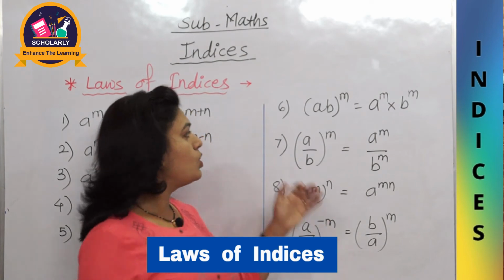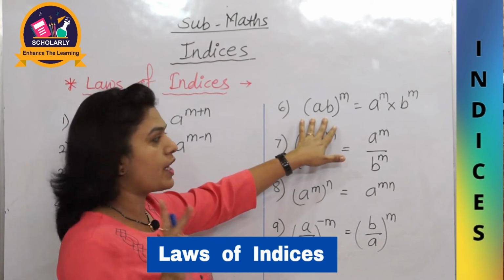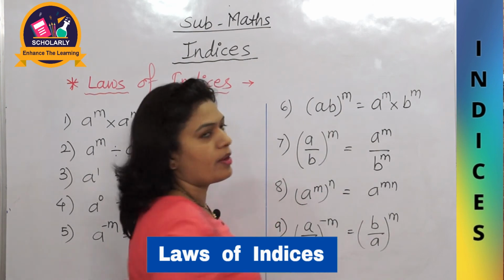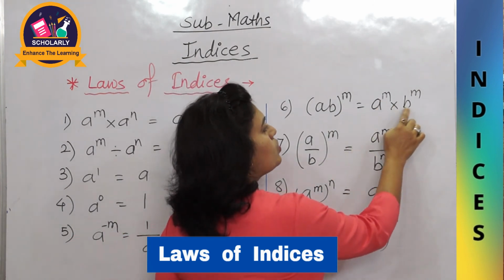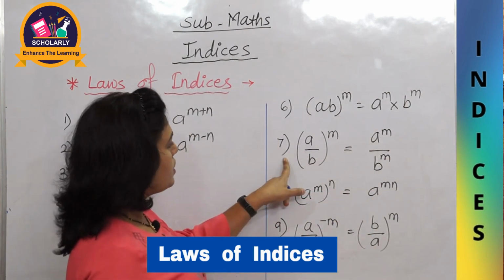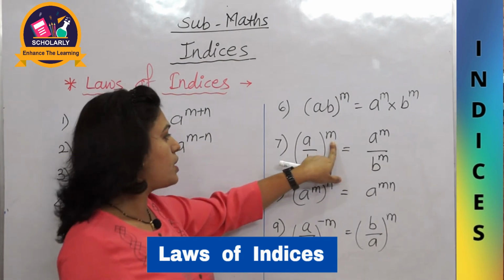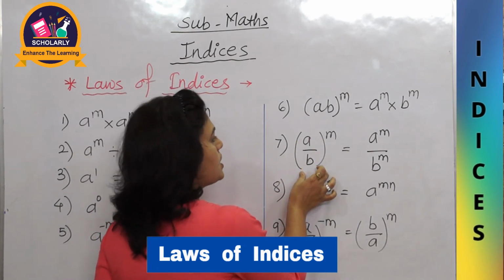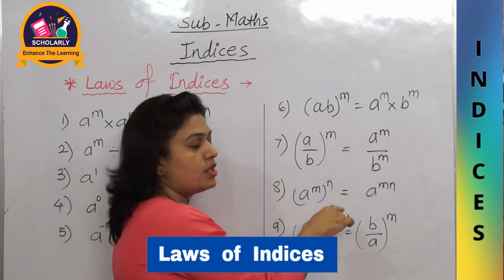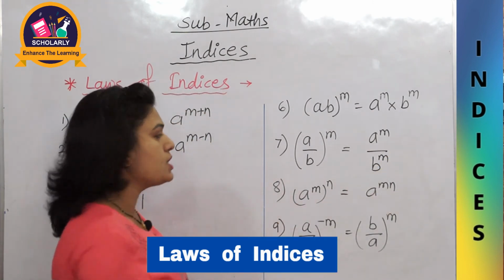The sixth law says that a into b, that is the product of two numbers a and b having the same power m. A b bracket raised to m, we can write it like this: a raised to m into b raised to m. That is, we can write the power separately for the numbers. Seventh law is a by b bracket raised to m, that is the quotient is given or the division of these two numbers, the bracket raised to m. Here we can also give the power separately to the numbers like a raised to m divided by b raised to m, and then we can simplify them.